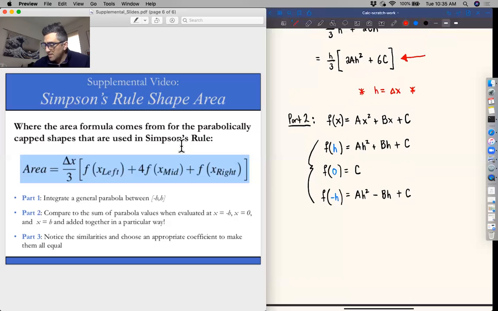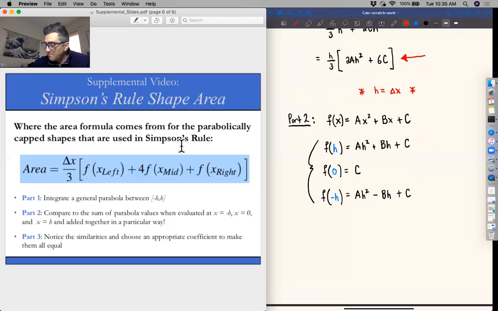Well, what that looks like is if we just add this equation and the bottom equation together, f of h and f of minus h, the bh terms will cancel out because of the change in sign. And then the other thing we need to figure out is, well, we'll get a 2ah squared if we add together f of h and f of minus h. So we'll get the 2ah squared that we see up there.